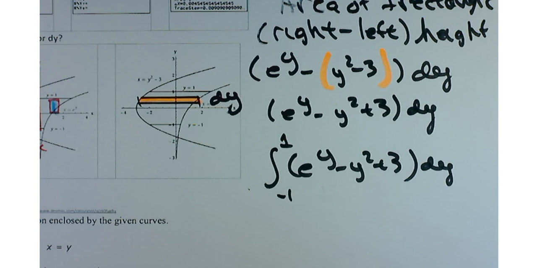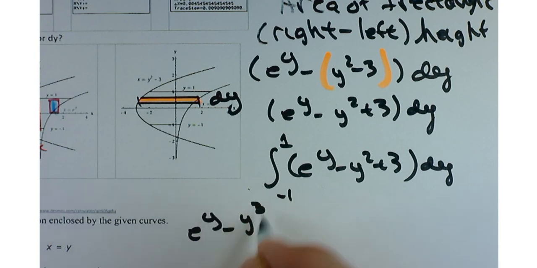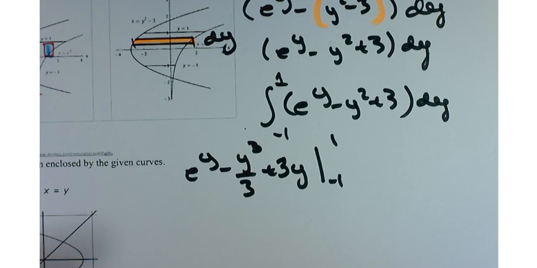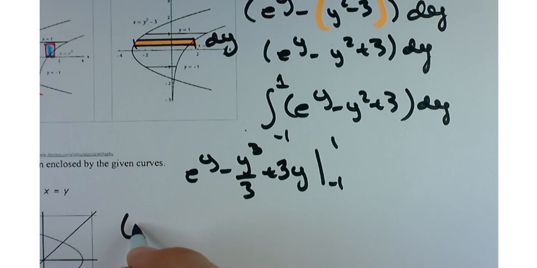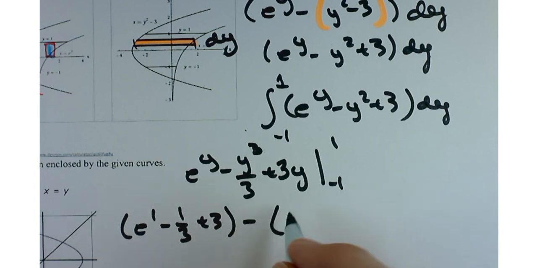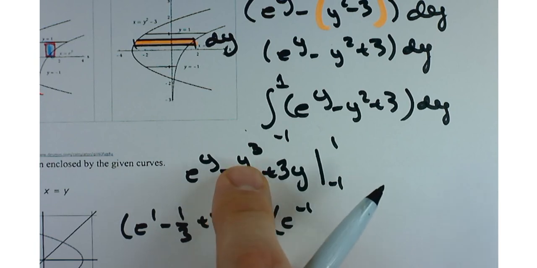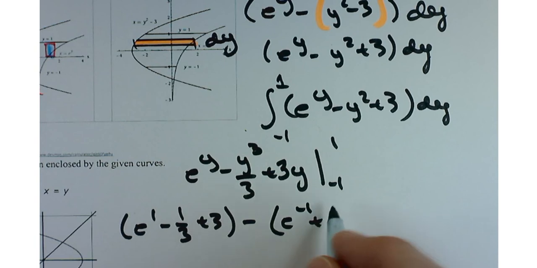So let's see. Julia, what will be the antiderivative for this one, please? E to the y minus y cubed divided by 3 plus 3y. Oh, yeah, 3y. Thank you. And that's going to be between negative 1 and 1. So at our upper limit, we're going to have e to the first minus 1/3 plus 3, minus e to the negative first. Negative 1 cubed is going to be a negative 1, and the opposite of that is going to be a positive 1. So plus 1/3, and then minus 3.